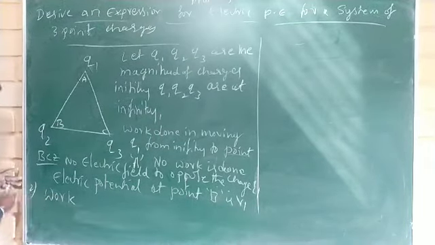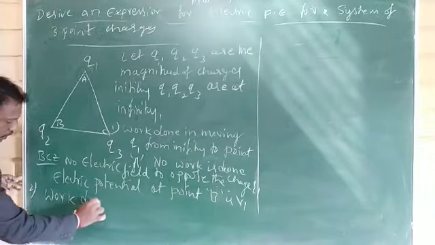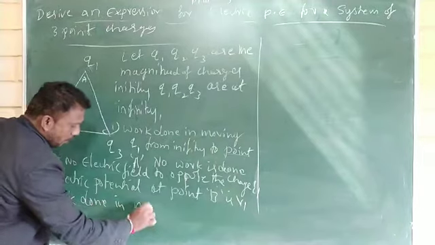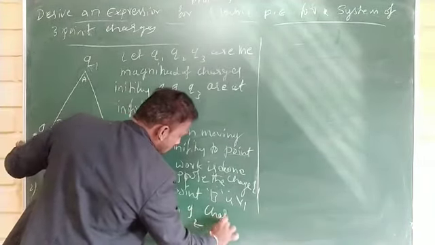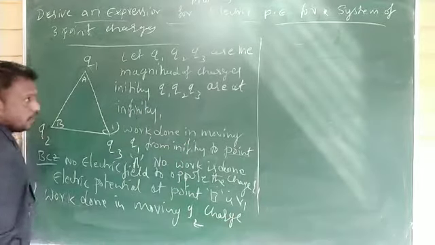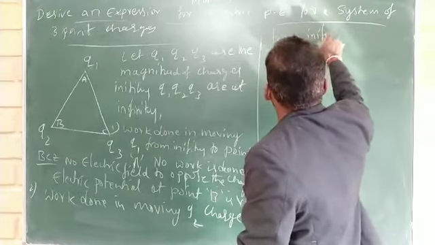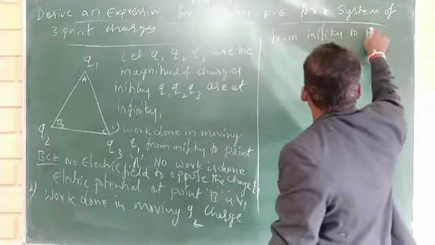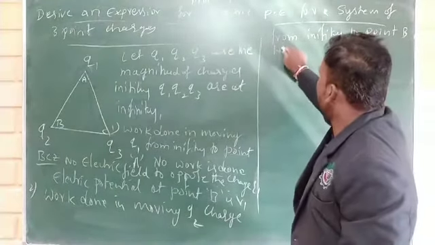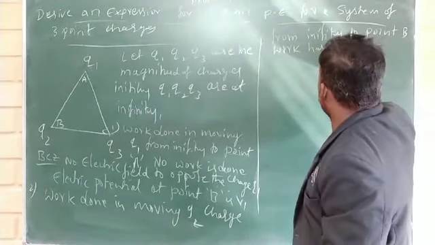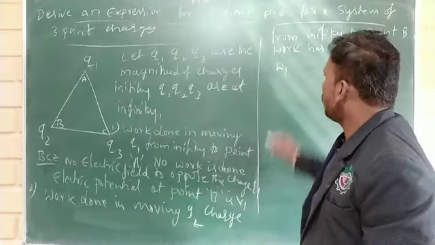This is the second step and this one is the first step. Work done in moving the Q2 charge from infinity to point B, work has to be done. That is W1.